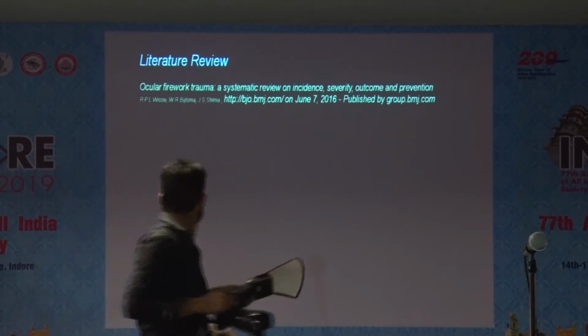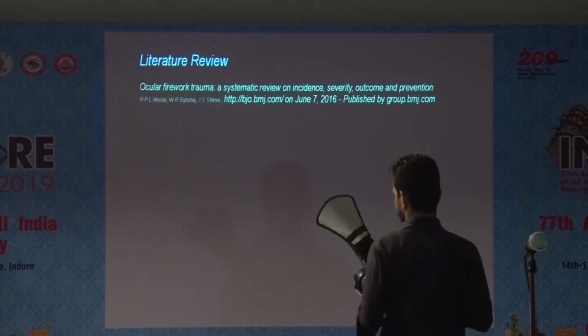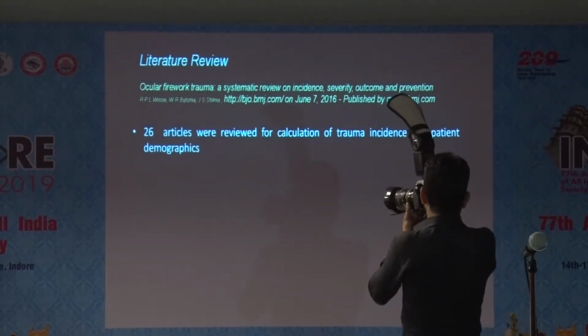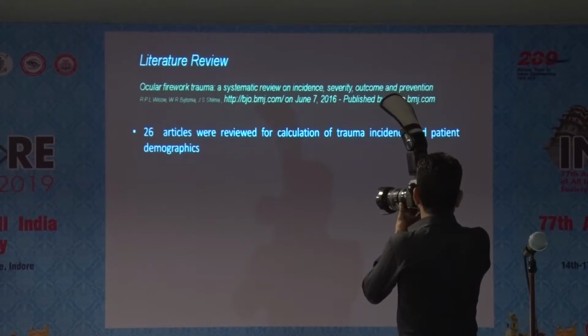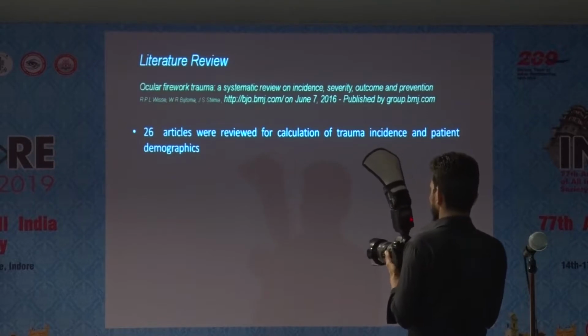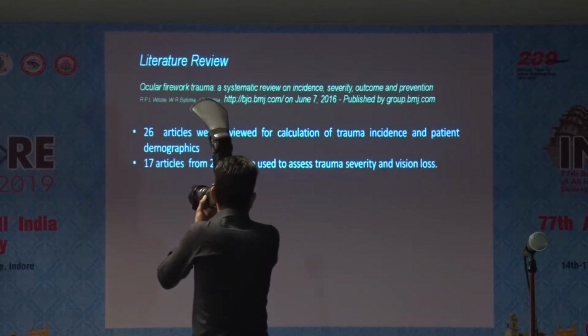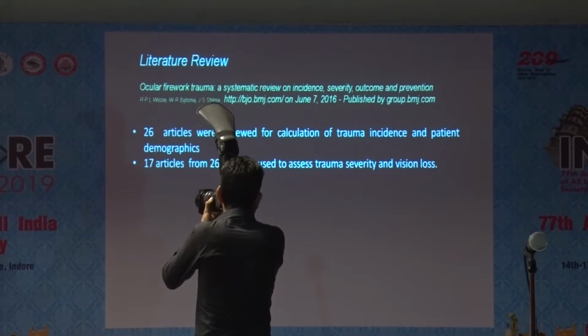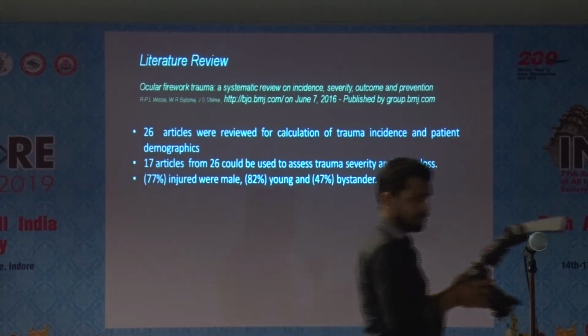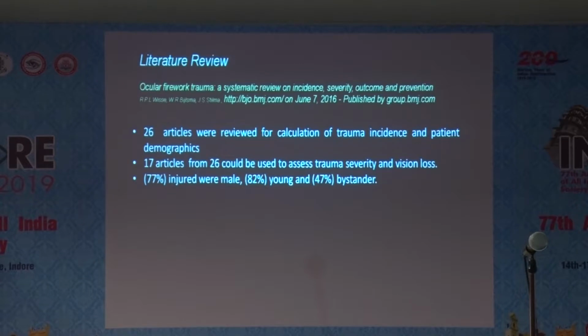The literature review says that in this study, published in the British Medical Journal, they reviewed 26 articles for calculation of trauma incidence and patient demographics. Out of these 26 articles, 17 were reviewed to assess trauma severity and vision loss. 77% of those injured were male, 82% were young, and 47% were bystanders, meaning almost 50% were bystanders.